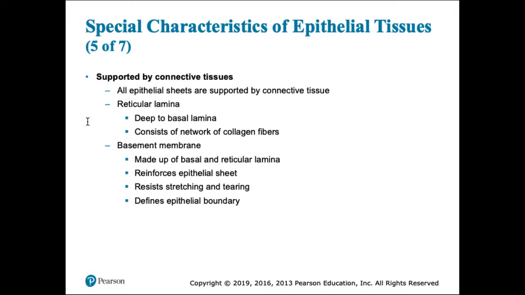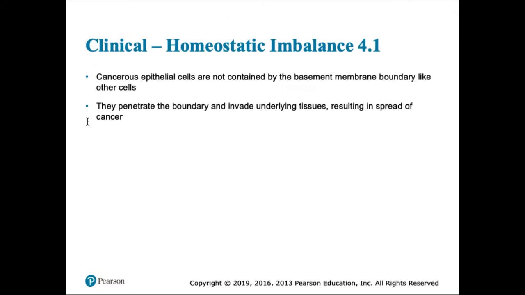Another characteristic of epithelial tissue is that it's supported by connective tissue. All epithelial sheets are supported by some kind of connective tissue underneath. There's the reticular lamina, which is deep to the basal lamina and consists of a network of collagen fibers. Together, the basal and reticular laminae make up the basement membrane, which reinforces the sheet made by the epithelium. That resists stretching and tearing, and it helps define the epithelial tissue boundary.